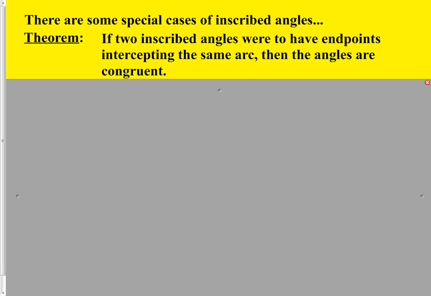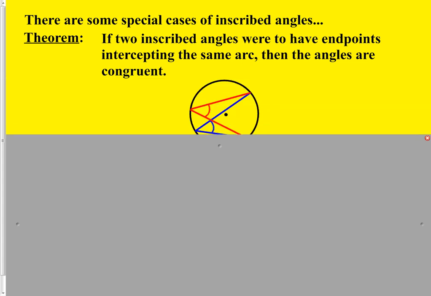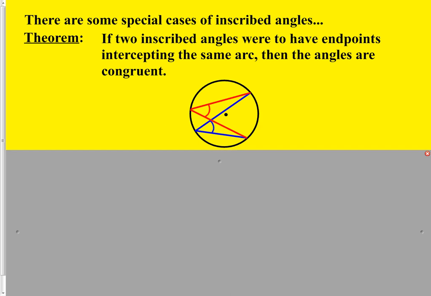Anyway, the first theorem: if two inscribed angles have endpoints intercepting the same arc, then those angles are congruent. If you think about this, this makes perfect sense. Two inscribed angles ending at the same endpoints on a circle, then the angles would be congruent. Well, that actually does make perfect sense. Here are two inscribed angles, and as you can see in the diagram, they terminate at exactly the same endpoints on the circle.